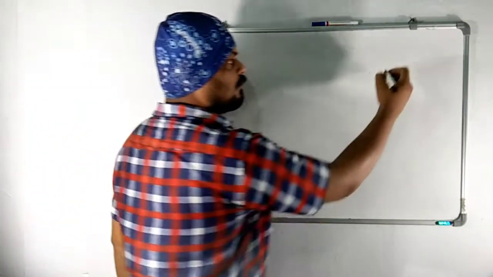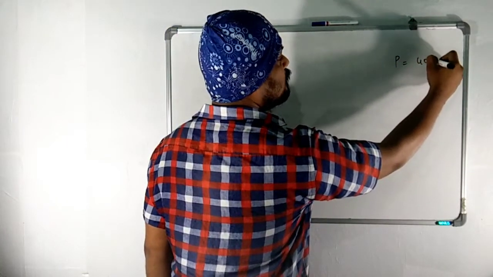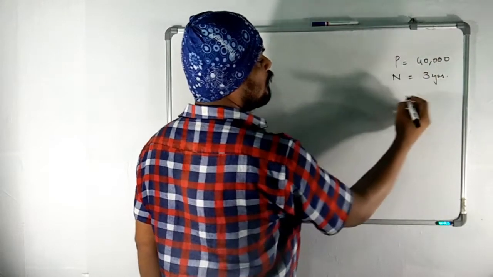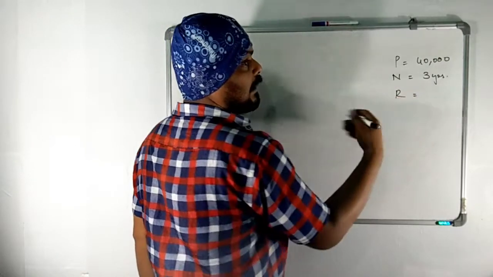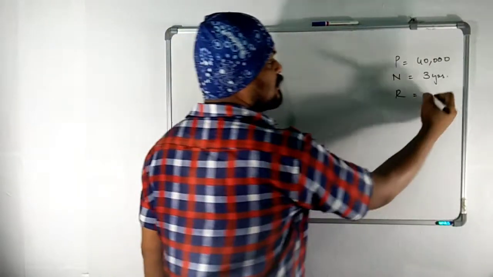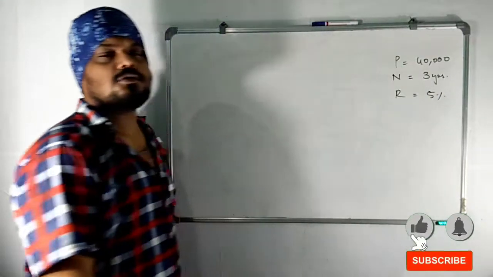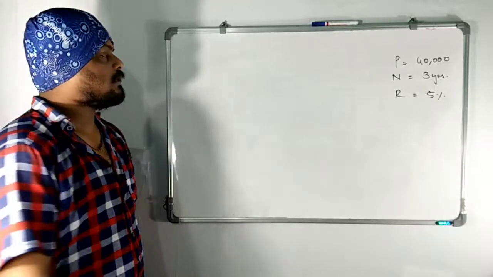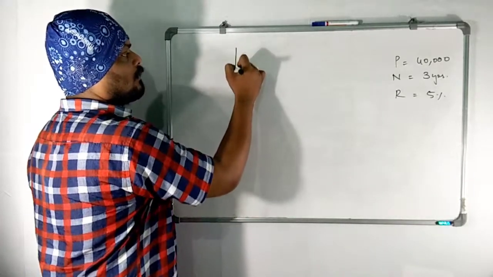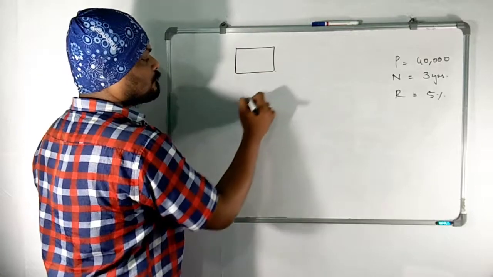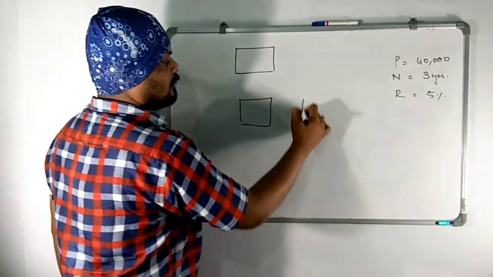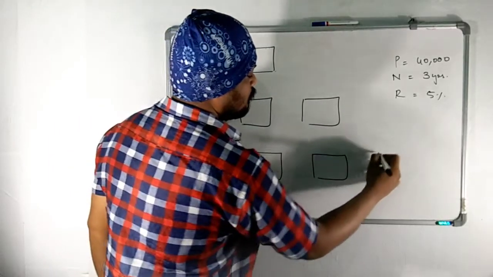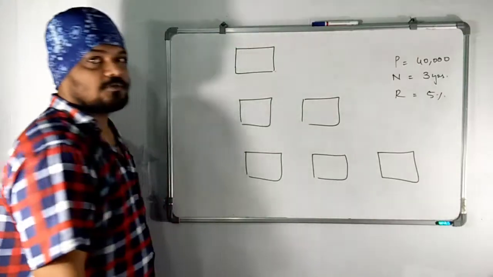If you take the total number of trees as principal, it is 40,000, and the number of years is given as 3 years, and the rate of interest, that means the rate of increase, is 5%. So let us try to solve this question by assuming it as a compound interest. Here let us take boxes: one box for the first year, two boxes for the second year, and three boxes for the third year.